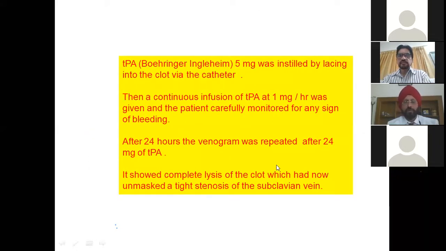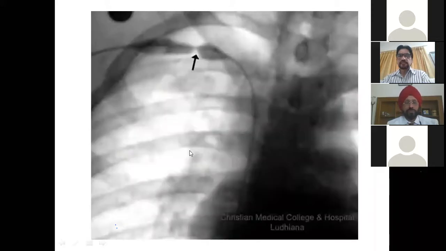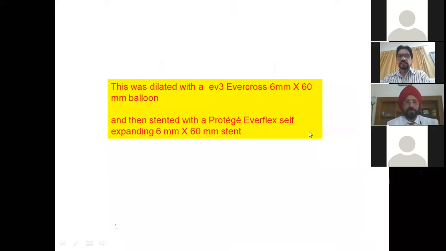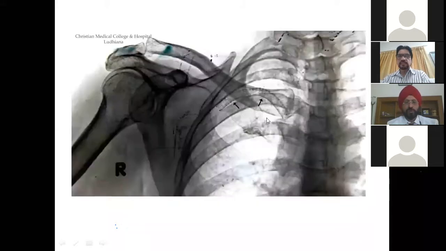And just before removing the catheter, we did a venogram, showed a residual stenosis, which was probably from the radiotherapy. And then we put in a stent. That's the Evercross stent was put in over there. That's not a very good place to put it in.